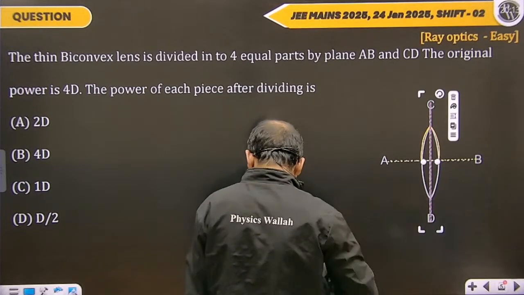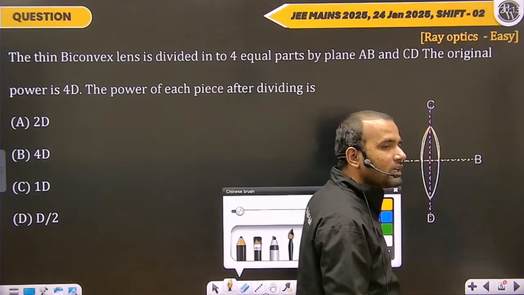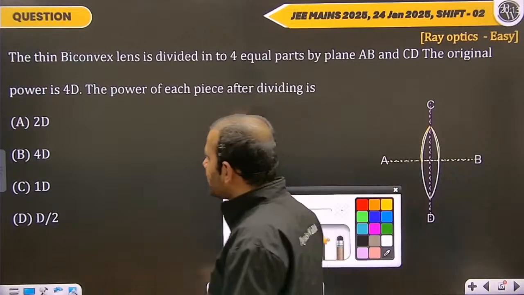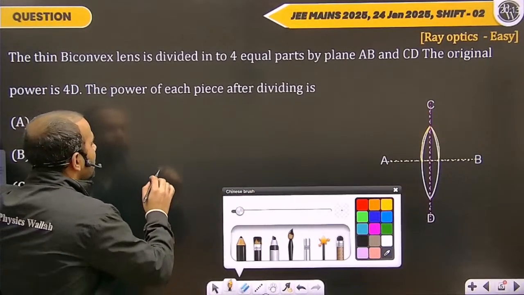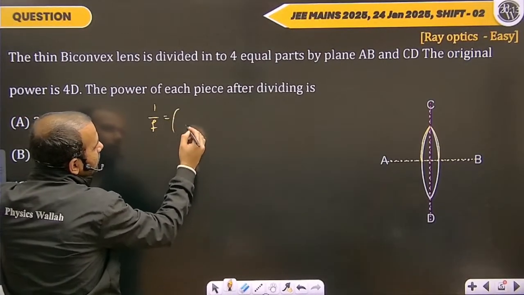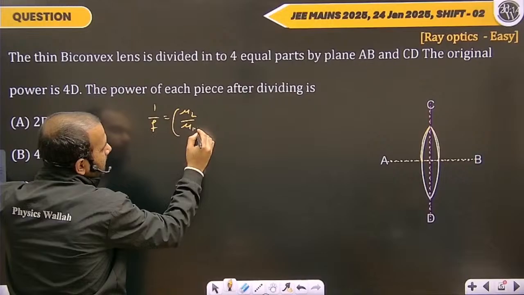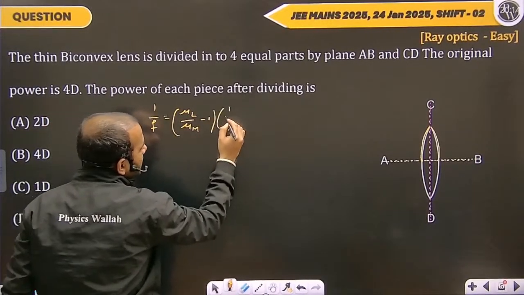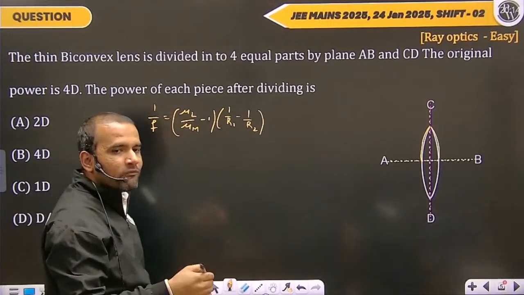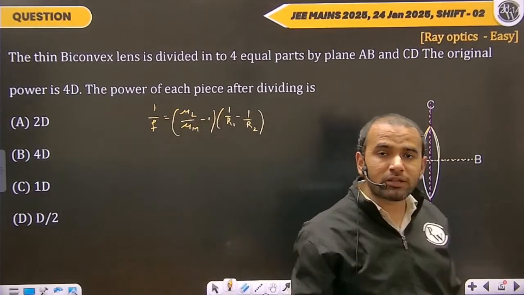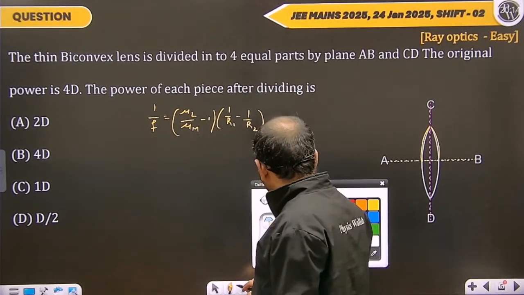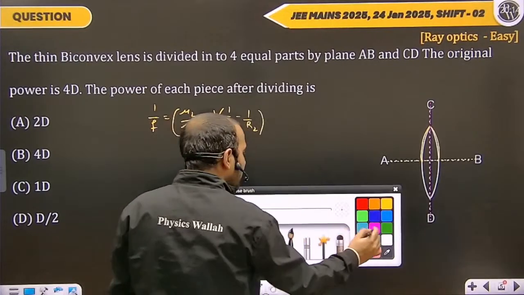Definitely, if we cut this along the vertical axis, there will be a certain change in focal length. Okay, so what will be the change? Let us see one formula, the lens maker formula. What is that formula? 1 upon f is equal to (mu L by mu m minus 1) times (1 by r1 minus 1 by r2). So we are taking an equiconvex lens, and definitely r1 and r2 will both have equal magnitude.